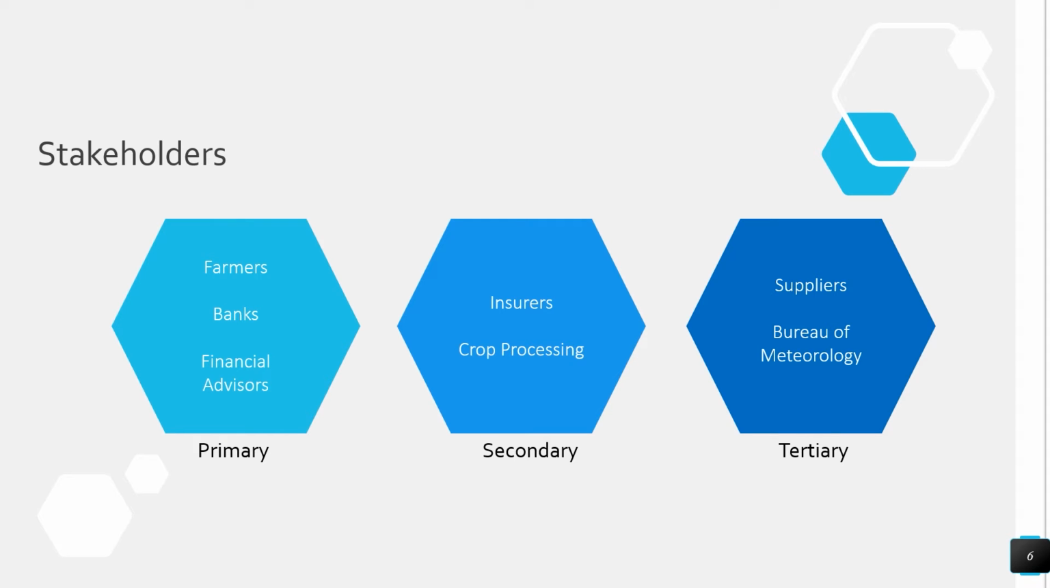The stakeholders that interact with this system were split into primary, secondary, and tertiary categories. Primary stakeholders include the bank and farmers who interact and are affected directly by the majority of the system's functions. Secondary stakeholders include insurers and crop processors who don't directly interact with the system but are directly impacted by the decisions made by the primary stakeholders. Tertiary includes suppliers and the Bureau of Meteorology, who are stakeholders that are impacted the least by the outcomes of the system.